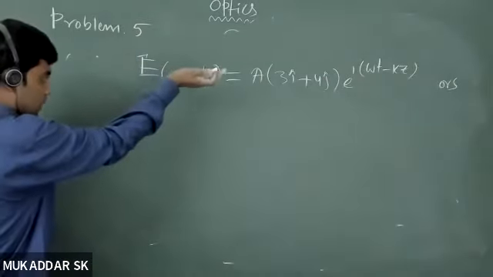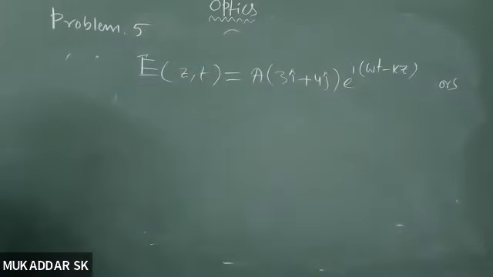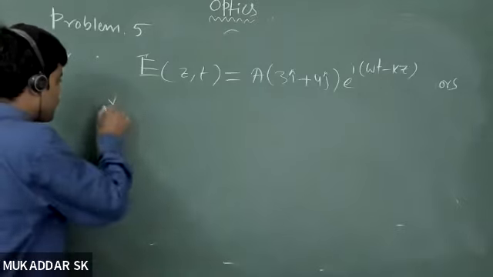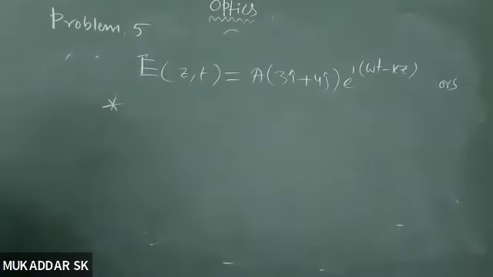This electric field is incident on a quarter wave plate. And what you have to calculate? You have to calculate the possible direction of the fast axis of this quarter wave plate so that it will convert this light into circularly polarized light.